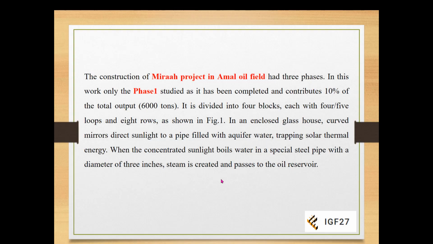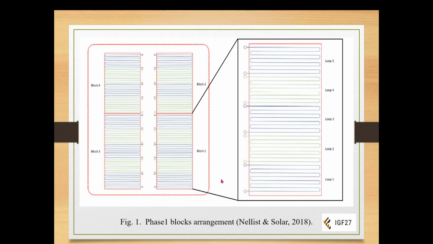The construction of the Miraah project in Amal oil field has three phases, as I mentioned before. In this work, only phase one is studied, as it has been completed and contributes 10% of the total output. The total output for the whole Miraah project is about 6,000 tons, while here we just speak about 10% of this amount. Phase one is divided into four blocks, each block with 4 to 5 loops, as we can see in this picture.